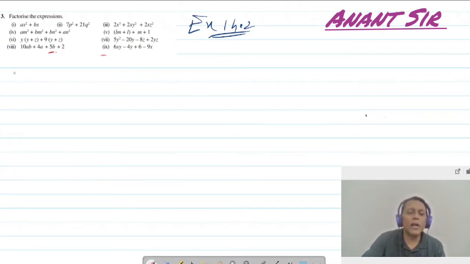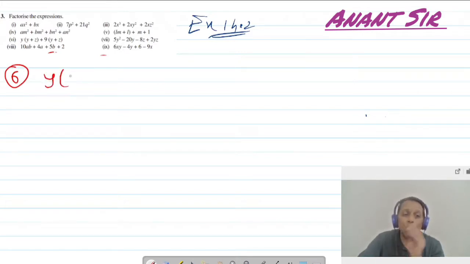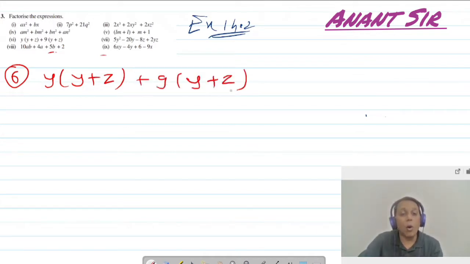Now we are on to question number 6. This is the easiest question I think of these 9 questions. Okay, y into (l plus z) plus 9 into (y plus z). We are already into the second last step. Only one step is remaining now. But many students get confused. They think, yeah, what to do about this question now? How to solve this? But actually, have you observed in the previous question, this was our second last step.